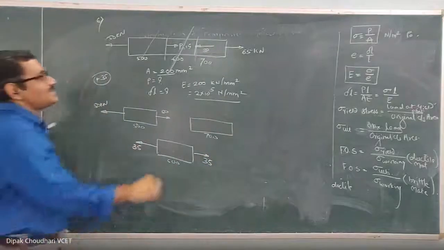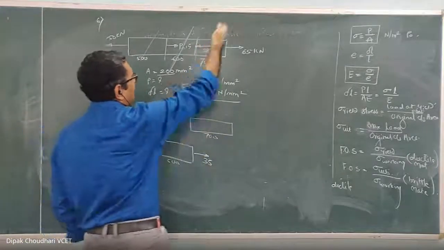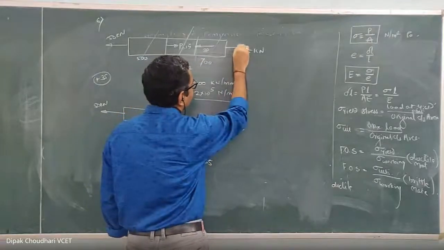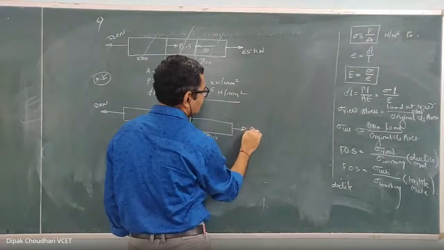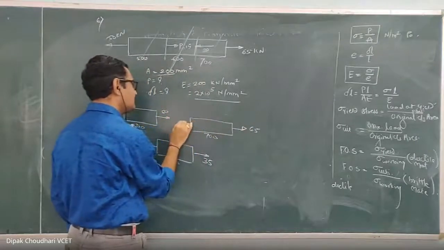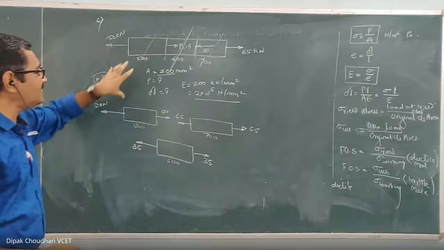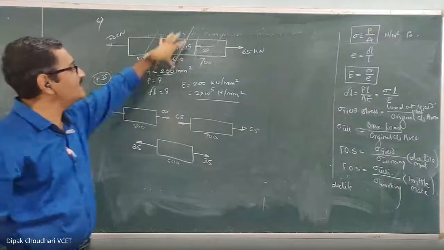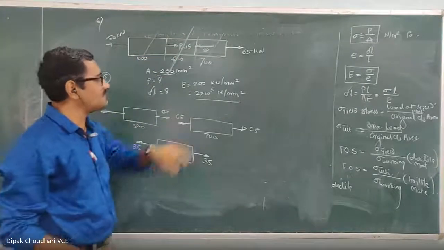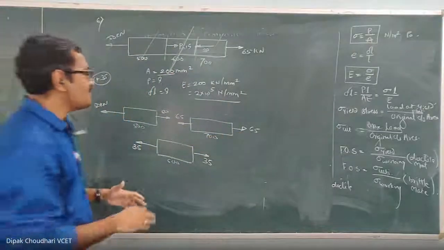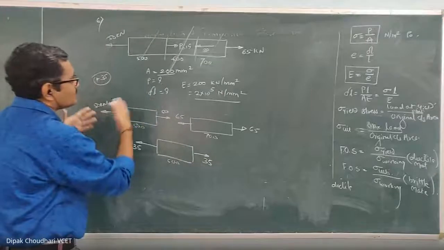And how much is the axial force in the third part? Take an imaginary section through the third part and take the algebraic summation on any one side. On the right hand side there is only one force of 65, and to balance this it is also 65. It means the first part is subjected to an axial force of 50, the second part to an axial force of 35, and the third part to an axial force of 65. You have to calculate the total deformation of this rod.